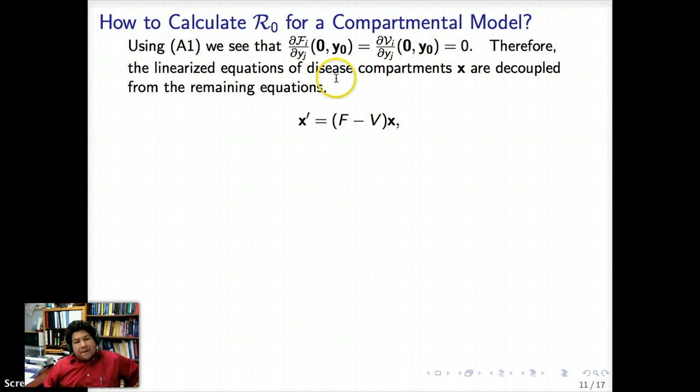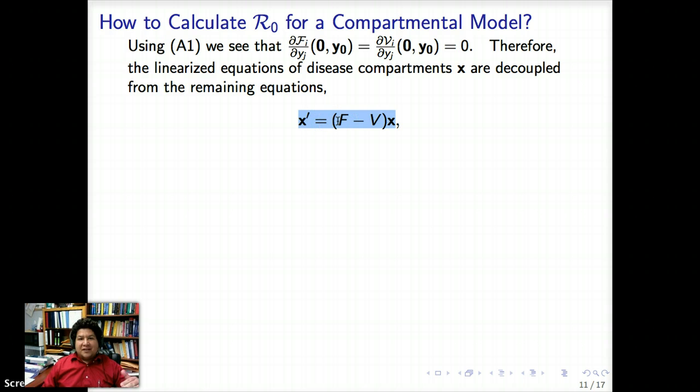So because of that, and this is the strength of these types of methods, we are able to only operate or concentrate our attention on just one subsection of the model, which here is denoted, again, prime is denoting derivatives. So we're interested now in the submodel, which is decoupled from the remaining equations, meaning that now we're only operating with the equations, the compartments, the state variables that correspond to the disease compartments.